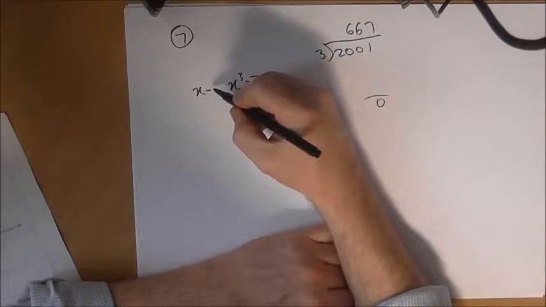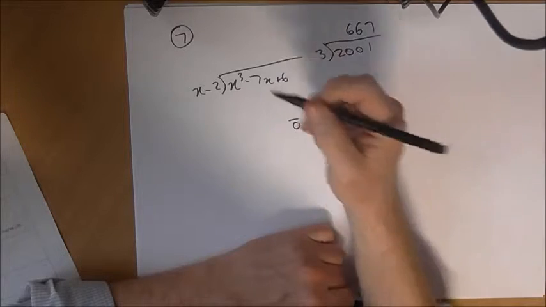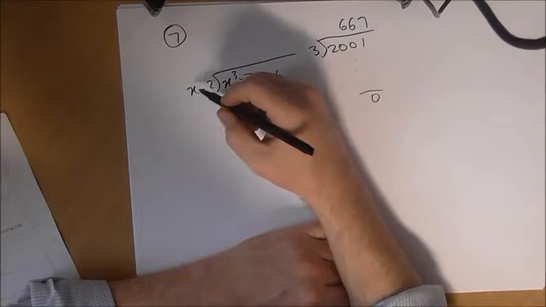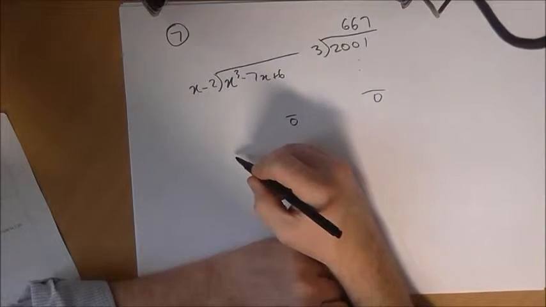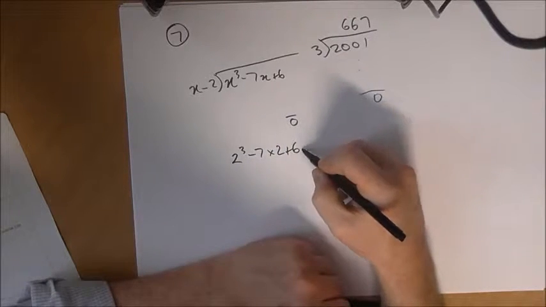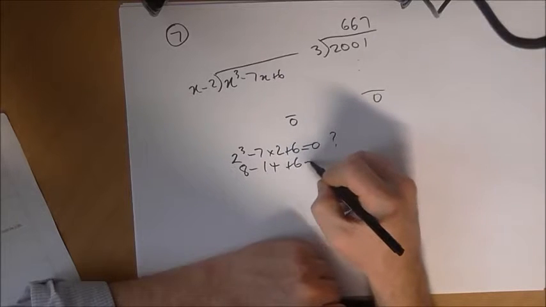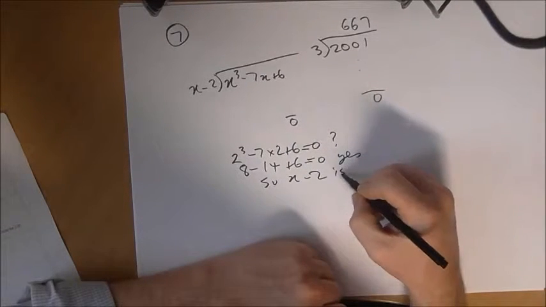when you're trying to decide if that division will work out or not, use the factor theorem. Ask when that's 0. That's 0 when x equals 2. Substitute 2 for x there, and ask, do you get 0? So that's 8 minus 14 plus 6 equals 0. Answer is yes, so x minus 2 is a factor.